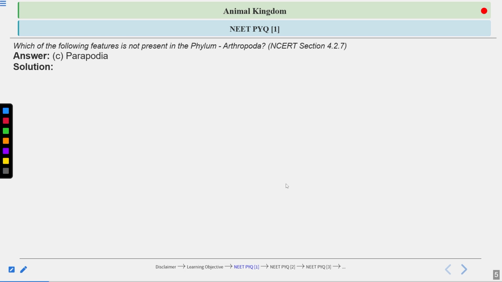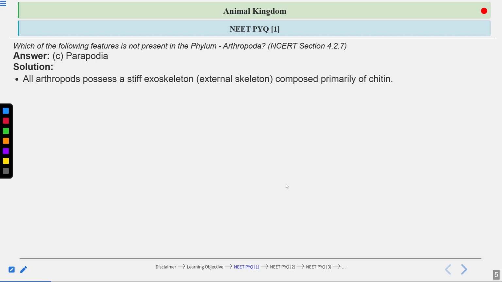Which of the following feature is not present in the phylum Arthropoda? The answer is option C, Parapodia. Parapodia we do not see in the case of Arthropoda. Parapodia we saw in one of the members of the annelids, and that member's name is Nereis. So let us see the solution part.